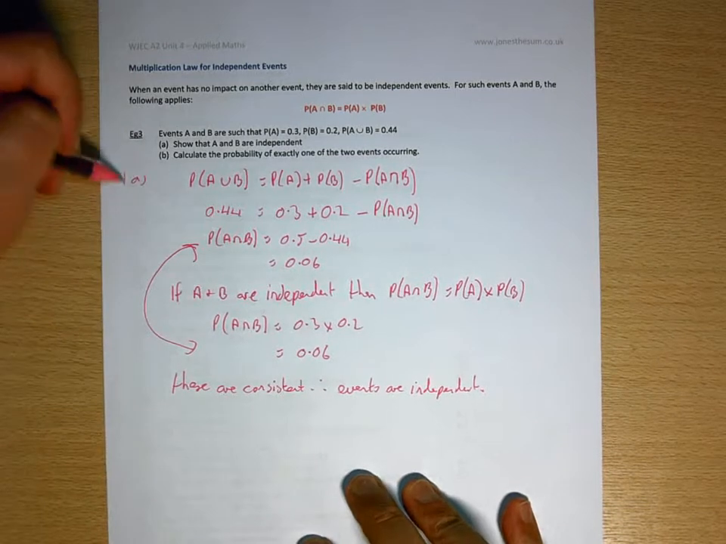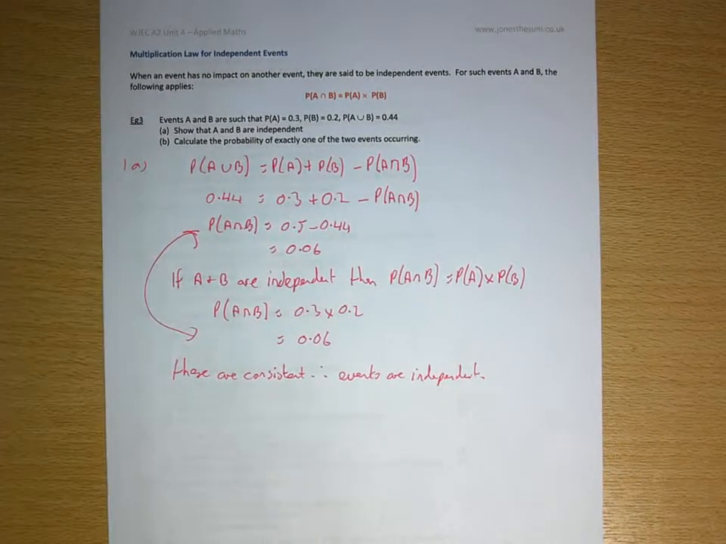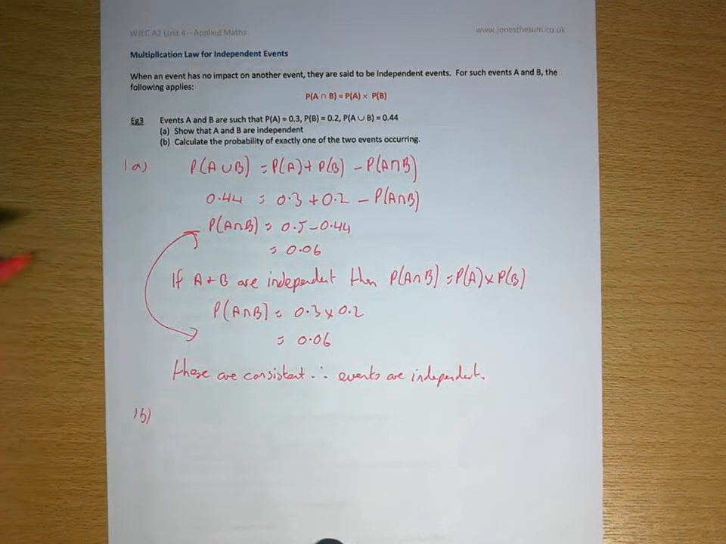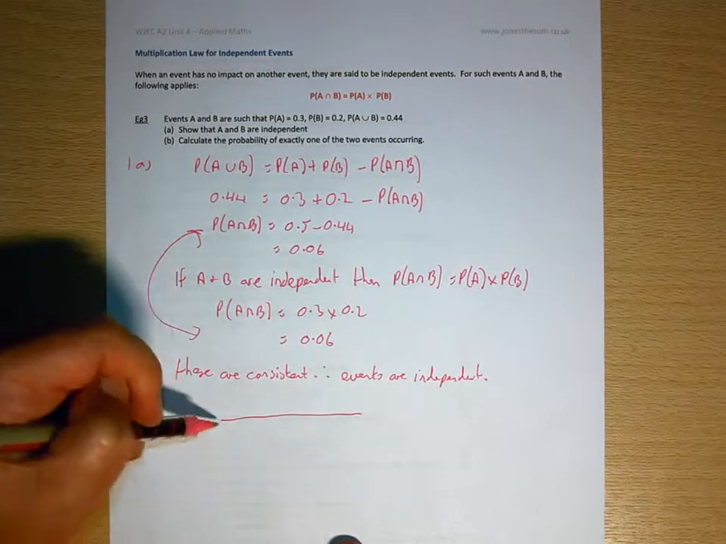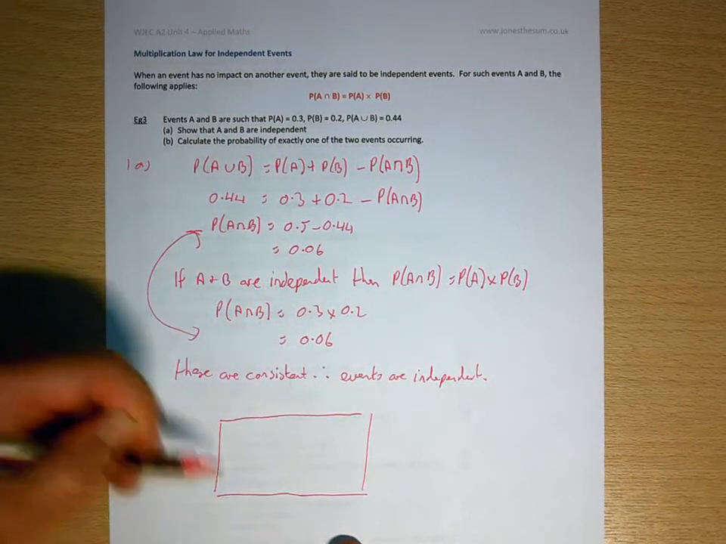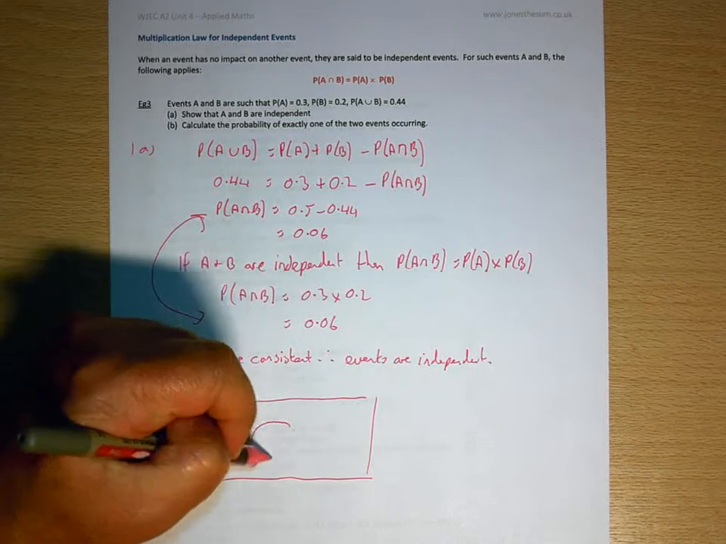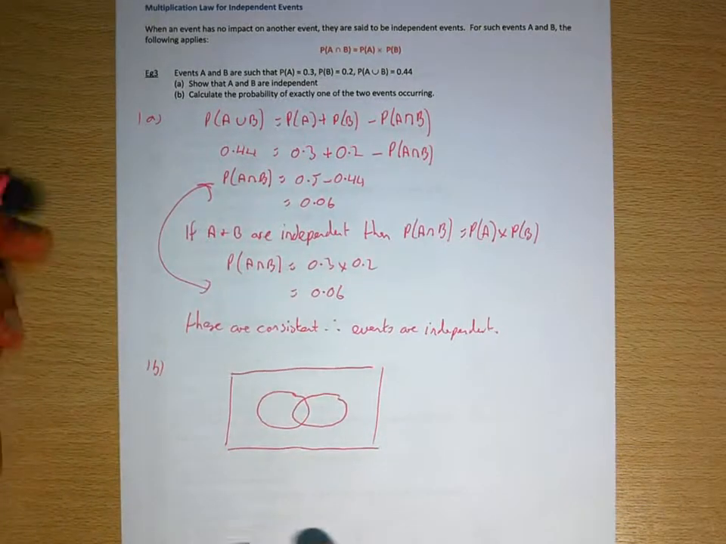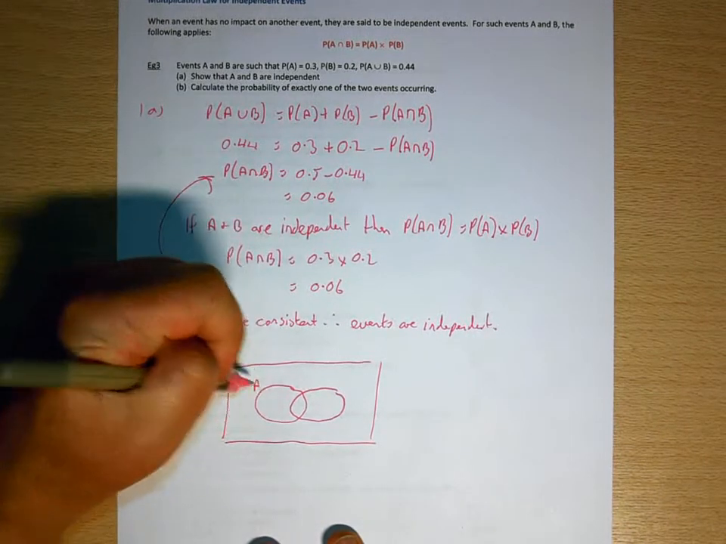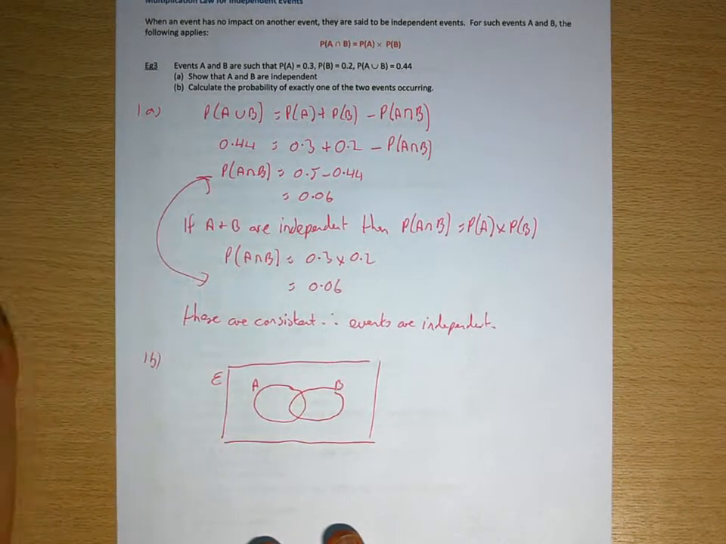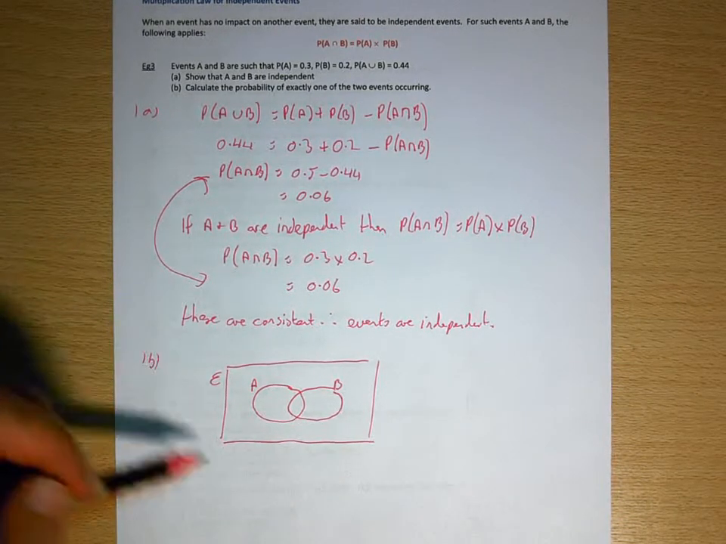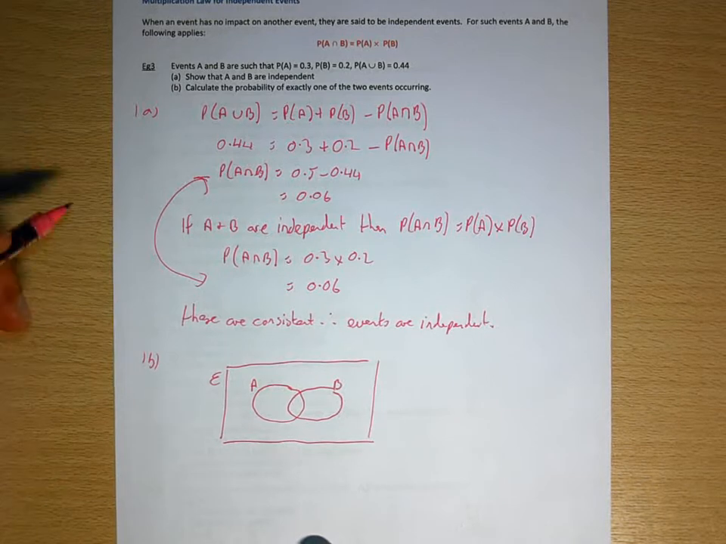So that's part A. Part B. Calculate the probability of exactly one of the two events occurring. Now, we've got enough information there to actually put this onto a Venn diagram. And from the Venn diagram, it's easier to figure out what they're asking there. So I've got event A, event B, the universal set. For probability, the universal set is 1. Everything inside there must add up to 1.